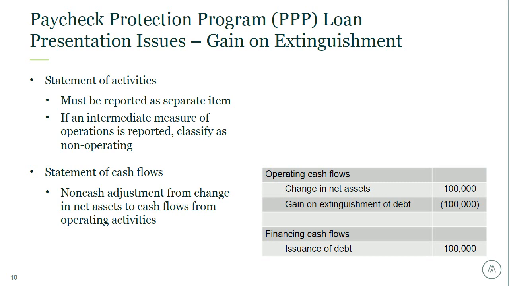On the statement of cash flows, this would be reflected as a non-cash adjustment from change in net assets to the cash flows from operating activities. So we have an example of what that cash flow statement might look like. This assumes that the PPP loan is received and forgiven in the same reporting period. So you can see that it's a little bit unique that you would be showing a $100,000 issuance of debt in your financing cash flows as a receipt, and then the operating cash flows would net to zero as the $100,000, in this case, gain on extinguishment would be offset by that non-cash adjustment.